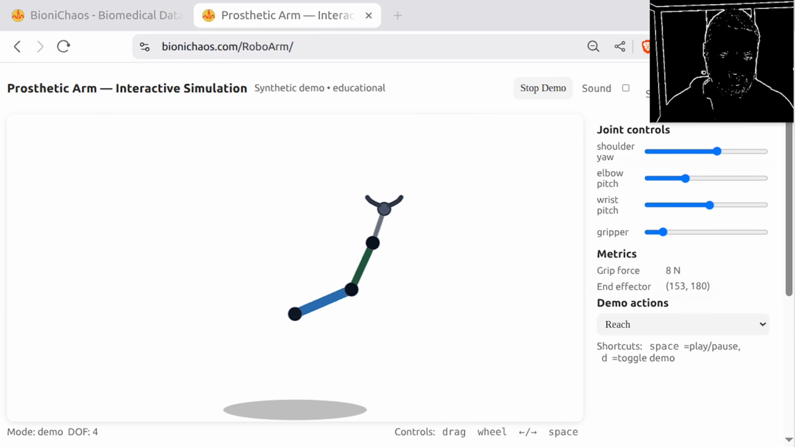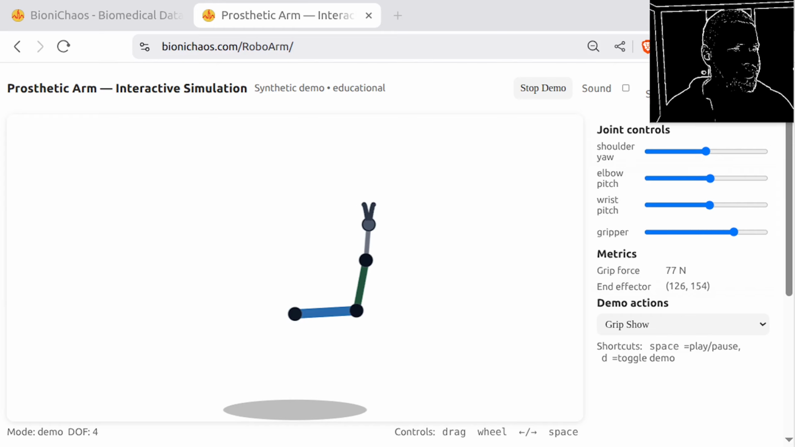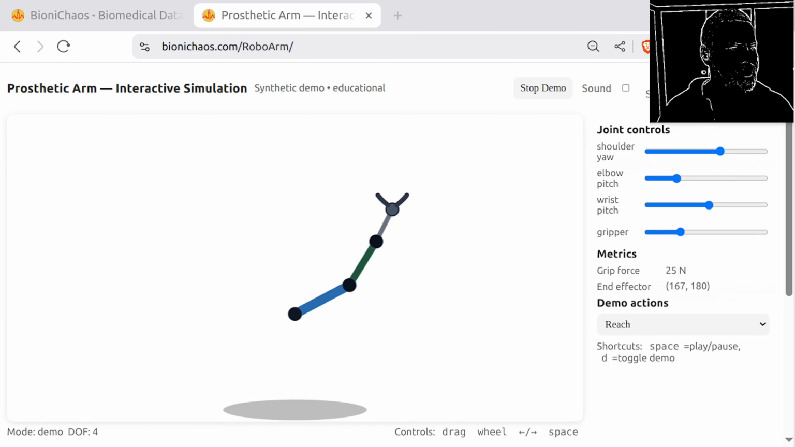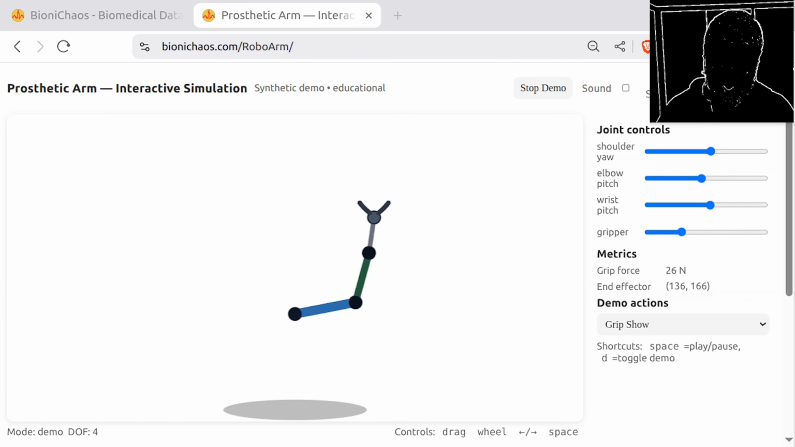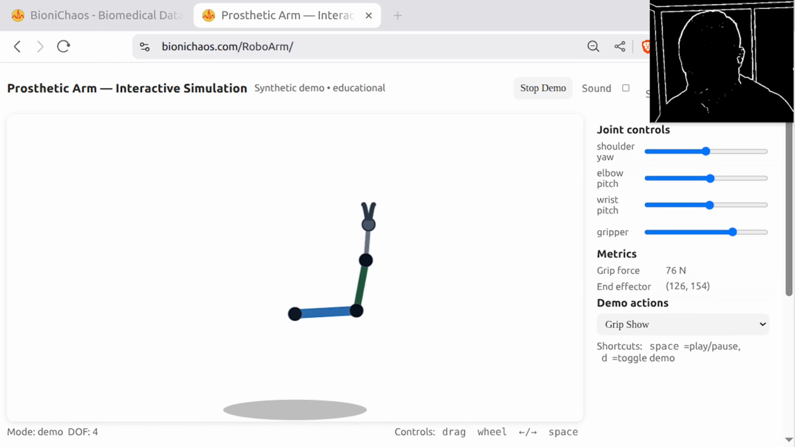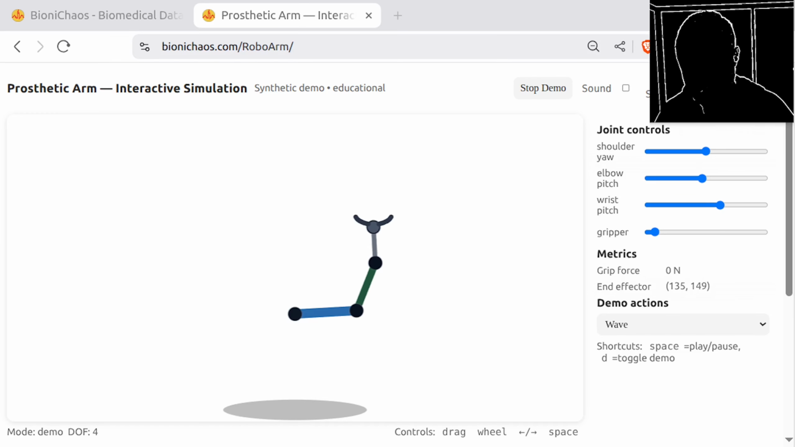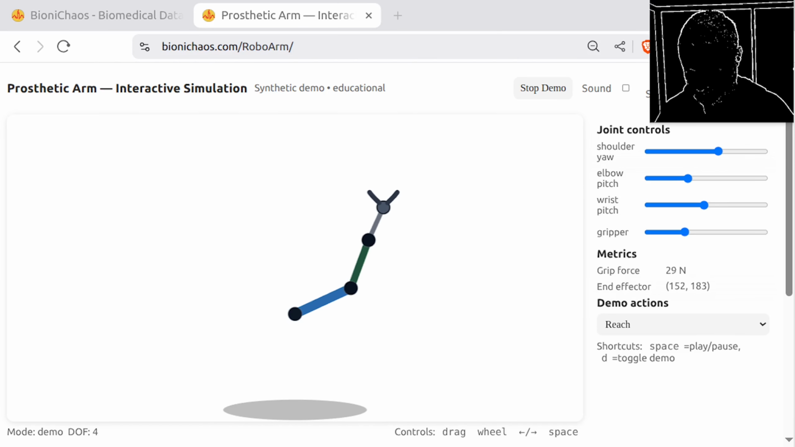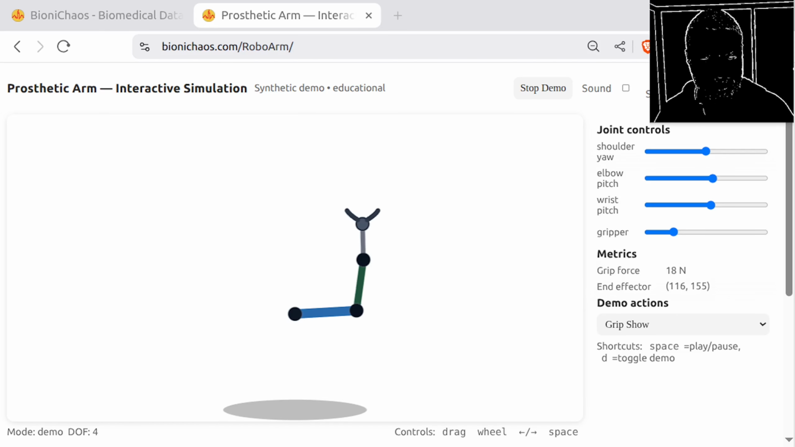Based on the simulation, the grip force seems to be directly related to how closed the gripper is, with the grip force increasing as the gripper closes. While the simulation provides a visual and numerical representation, without access to the code, it's difficult to determine the precise mathematical model or whether it accounts for other factors like compressibility of an object in the grip. It serves as an educational simulation, demonstrating the basic relationship between gripper opening and grip force.